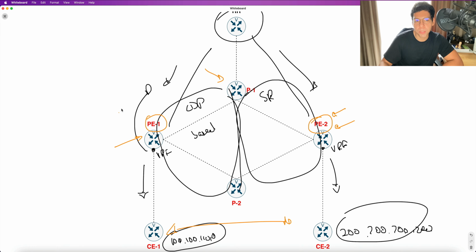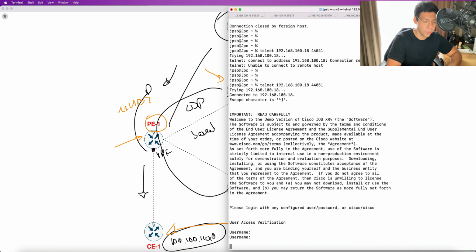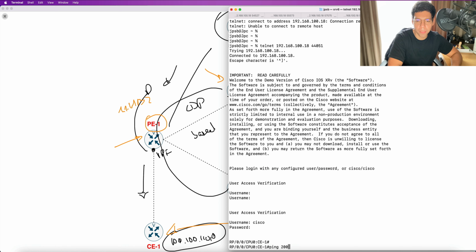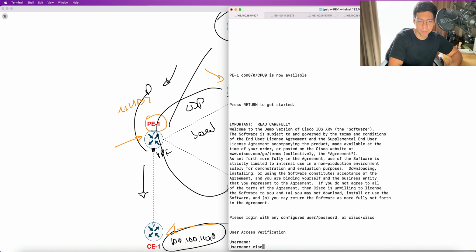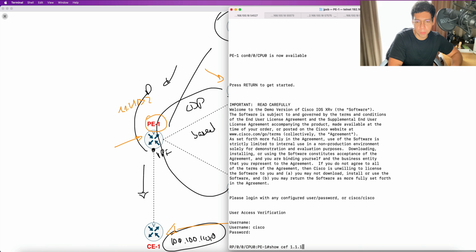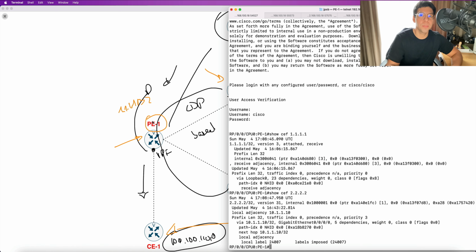The loopback of P1 is 1111/32, and the loopback of P2 is 2222/32. So let's do it. First, let's run the ping. Let's go to C1, and let's do a ping 200.200.200.200, source loopback 0, repeat 10,000. The ping doesn't work because if we go to P1, show CEF 1111, show CEF 2222, I am looking into what is the label to reach P2, which is 24007. So here we have a label to reach the loopback of P2.